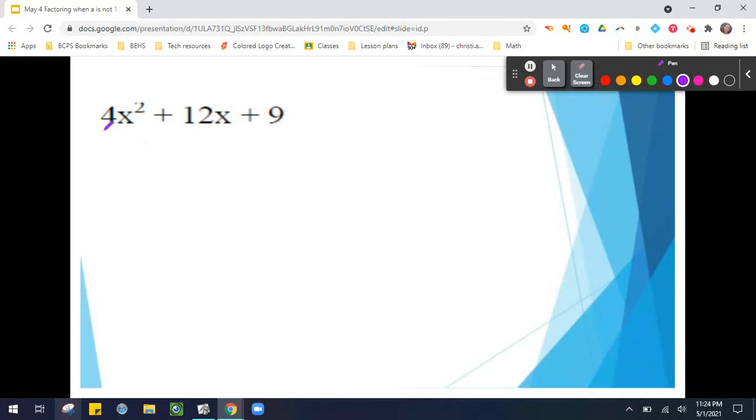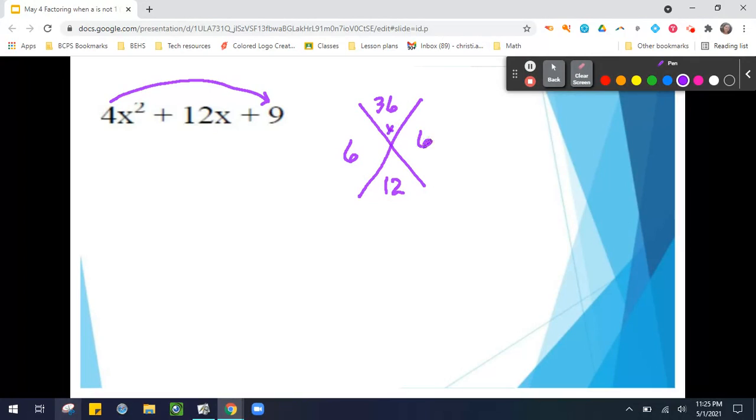And in this example, we have 4x squared, 12x, and 9. There is not a greatest common factor for a 4x squared and a 12x and a 9. So we're going to try the process called slide and divide. I'm going to slide this 4 over here to the 9, and that will be the top of my factor x. 4 times 9 is 36. And the bottom is the middle term, which is 12. To get my 36, I can do 6 times 6 to get 36, and 6 plus 6 for 12.